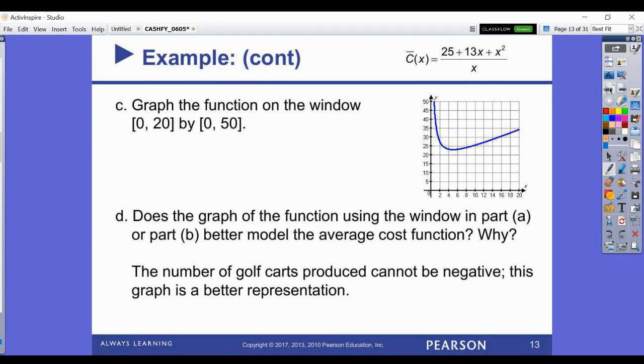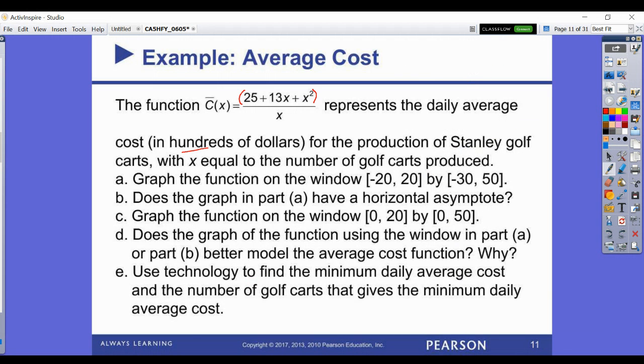Part C, because this is a cost function and x can't be negative, where does this function actually make sense? Well, from 0 to 20 on the x-axis and 0 to 50 on the y-axis. So take a graph of that, and then we'll answer part D. Does the graph of the function using the window in A or B better model?